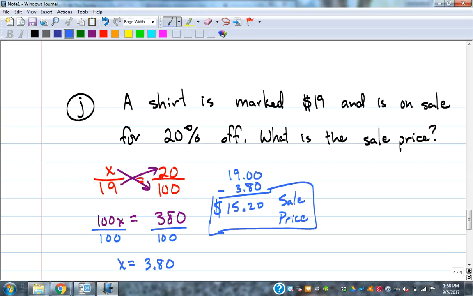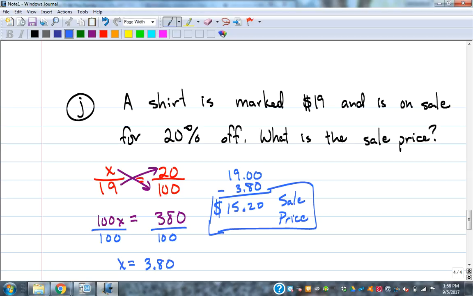20% is how many 10%? Two of them, right? 20% is 10% twice. $1.90 plus $1.90, $3.80. I know I'm getting $3.80 off. So that's around $4 off, so I'm getting the shirt for around $15. So that's how I kind of do that when I'm in the store shopping. My wife is really good at this. She's a math teacher too. It's not fair, but that's how we do things.